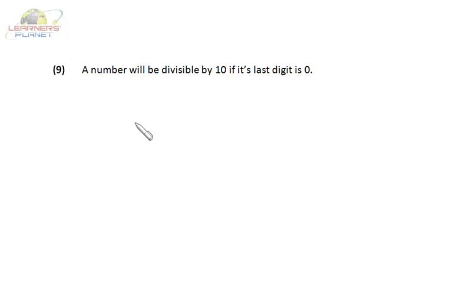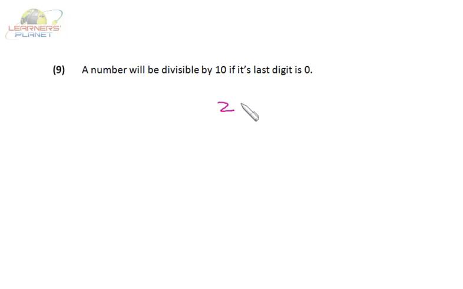Now let's see the divisibility rule of 10. A number will be divisible by 10 if its last digit is 0. Very simple rule we can say. Just see the last digit. If it is 0, then the given number will be divisible by 10. If it is not 0, it will not be divisible by 10.